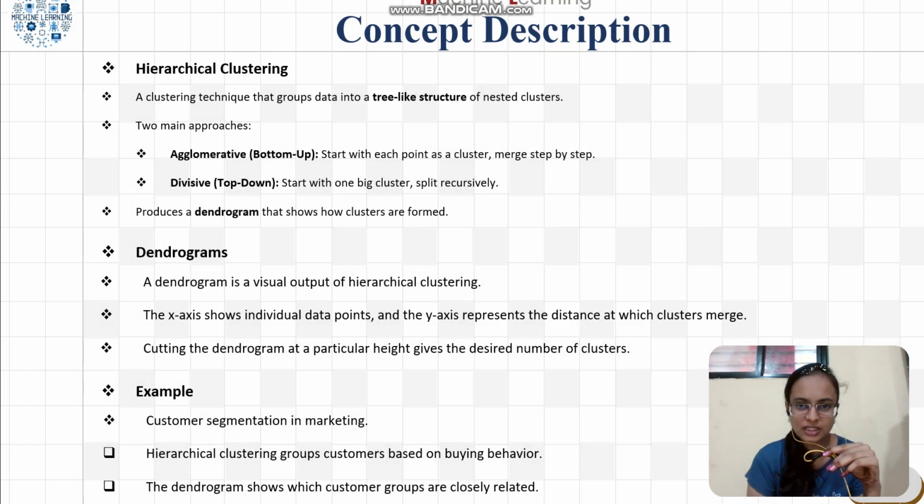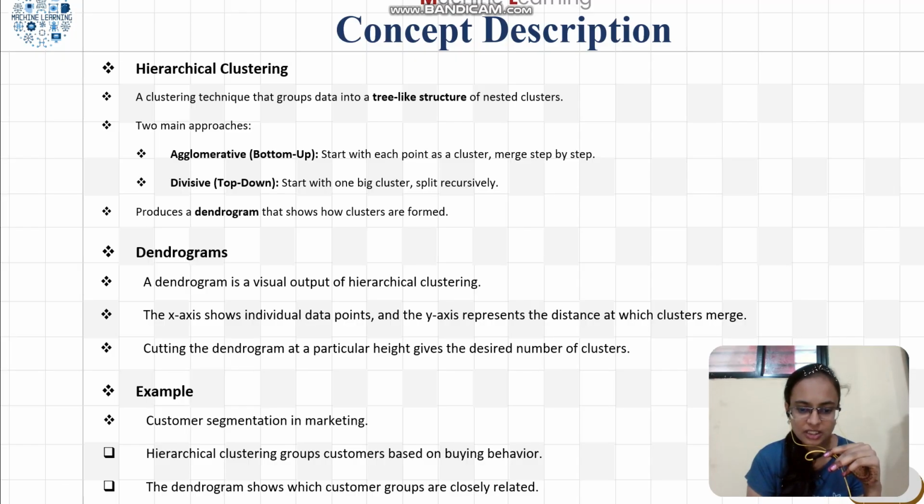Now, moving towards the concept description of hierarchical clustering, here we can see that hierarchical clustering produces a tree structure of nested clusters, and there are two main approaches for this process. The first one is agglomerative clustering and the second is divisive clustering.